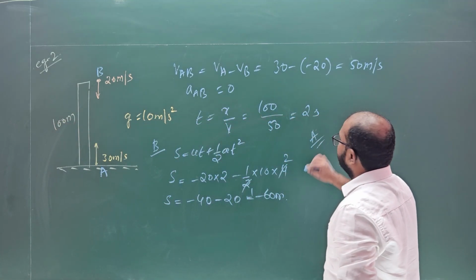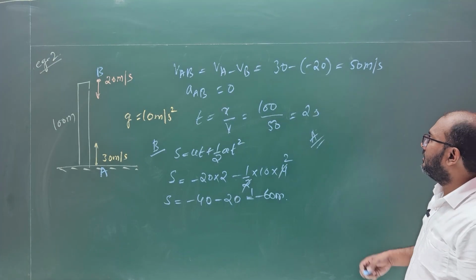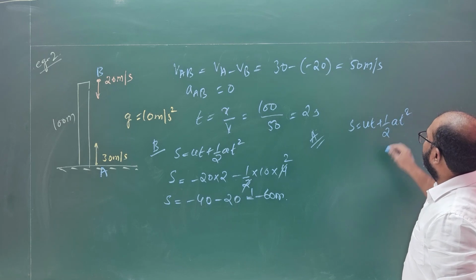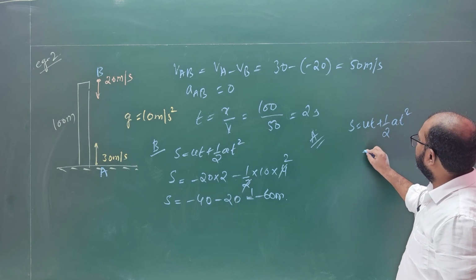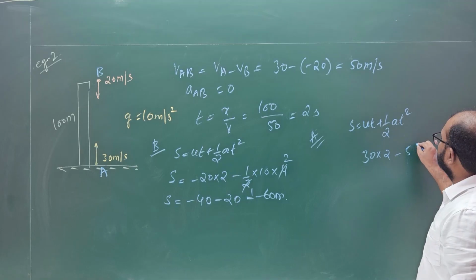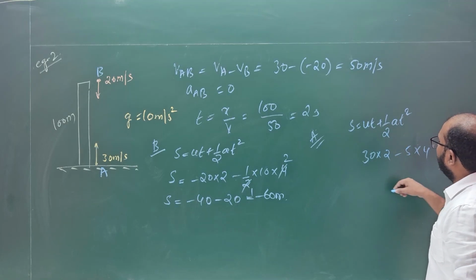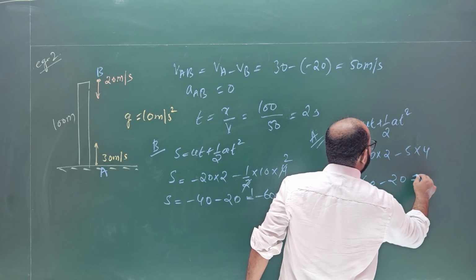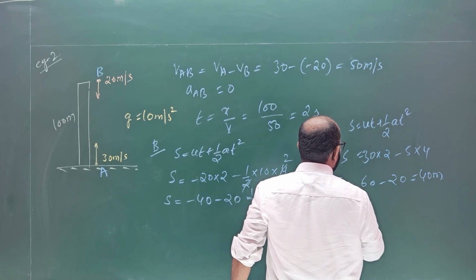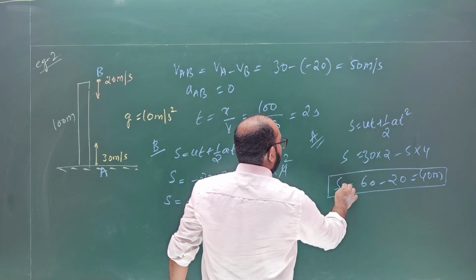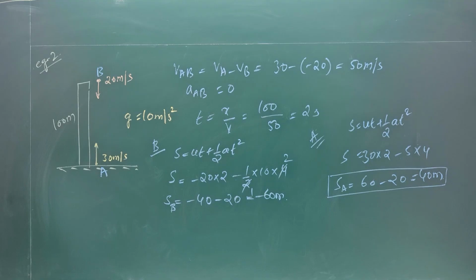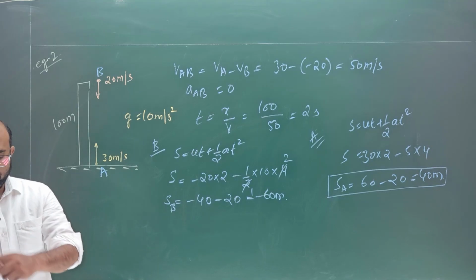Let us calculate that also. So again, by using what? S is equals to ut plus half at squared, and this value is 30 into t minus 5t square is 4, or S is equals to 60 minus 20, that is what? 40 meters. So this is for A and this is for B. Okay, write down. Okay, now example number 3.